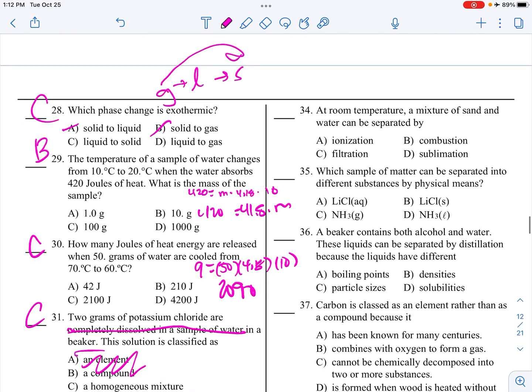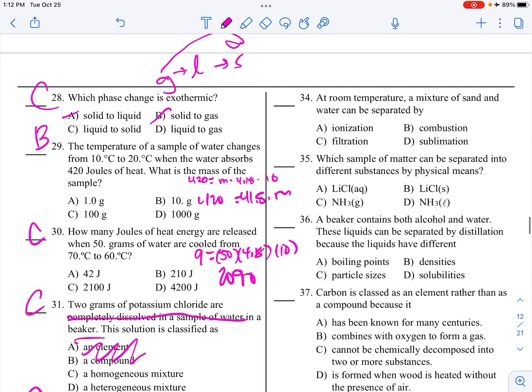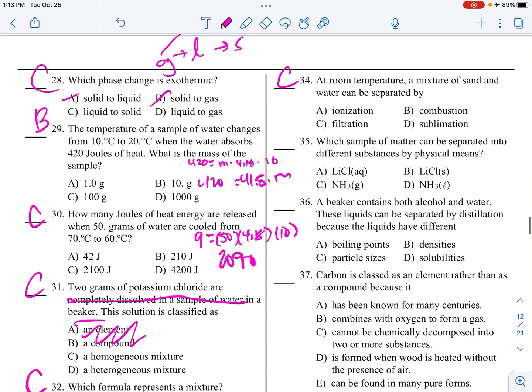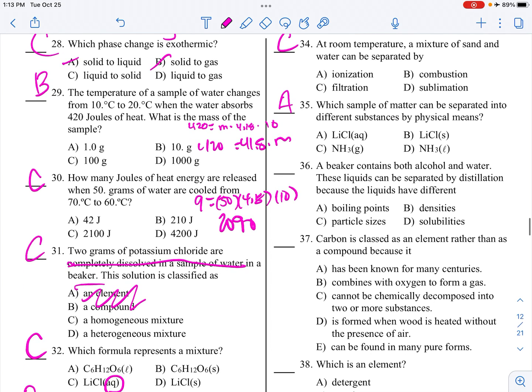How could you separate sand and water at room temperature? Ionization, filtration, combustion, or sublimation. So we're going to filter it. We're going to pour the mixture through. The water will pass through. The sand will stay. Sand is large sizes. Which can be separated by physical means? Any mixture. A beaker contains alcohol and water. Why can you separate them? Because they have different boiling points, and that's distillation.